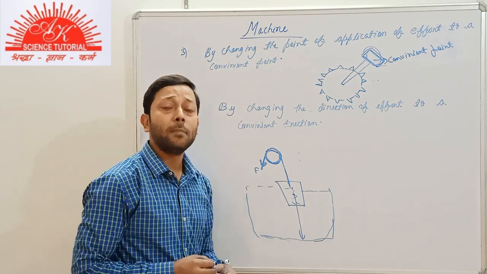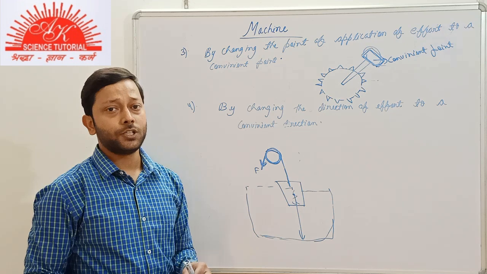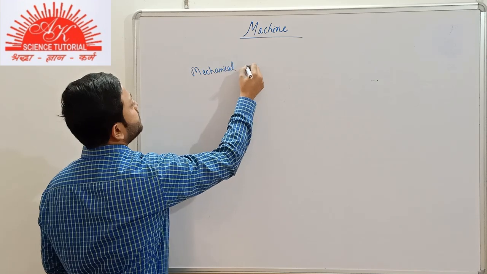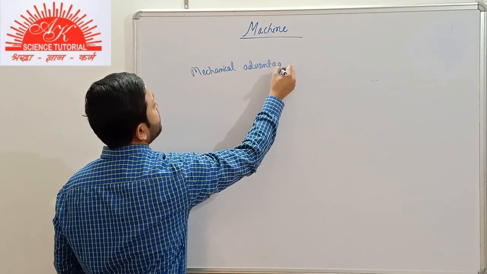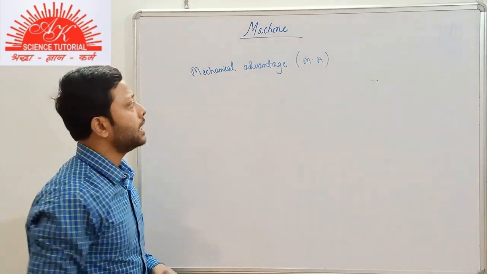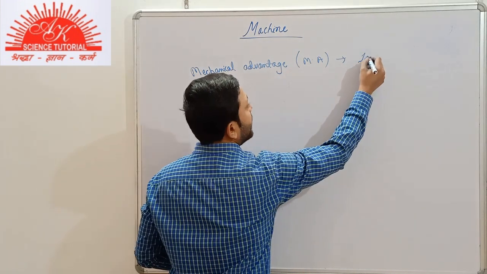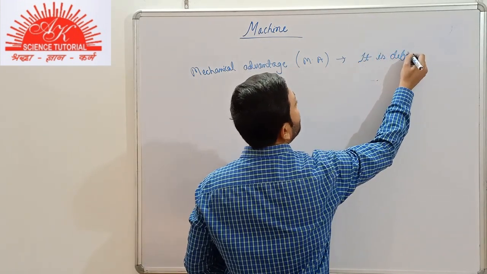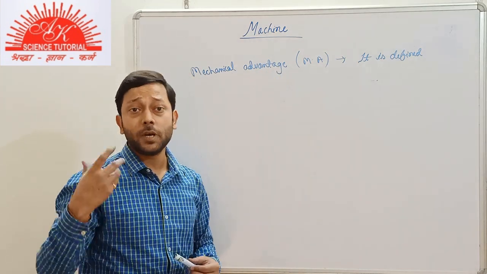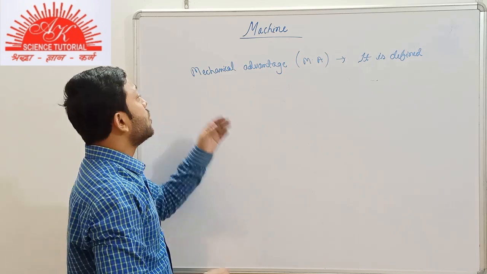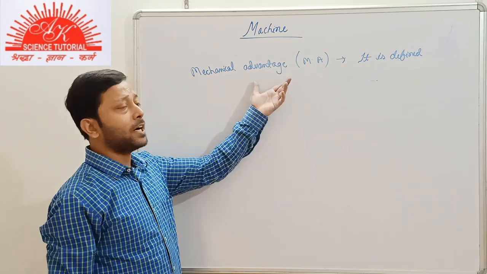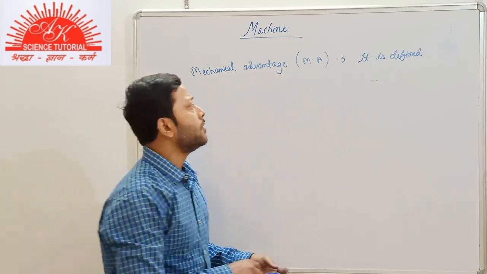Now we will get to know about the mechanical advantage and the velocity ratio of a simple machine. Mechanical advantage. It is abbreviated as capital M.A. It is defined as, wherever you hear this term advantage, what comes to your mind? That there must be some benefit, there must be some profit. So if we are using any machine, then what is the benefit behind it? What is the advantage behind it? And mathematically, we will get to know about it.